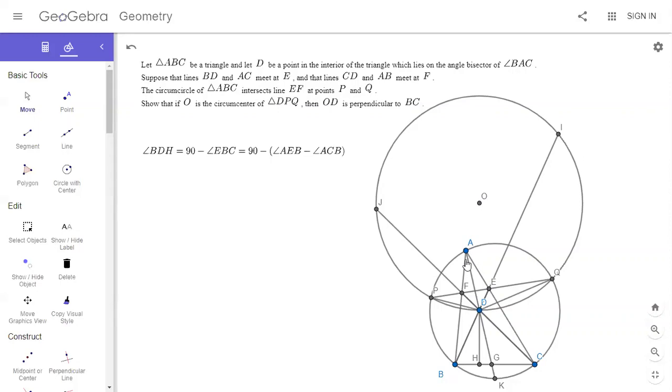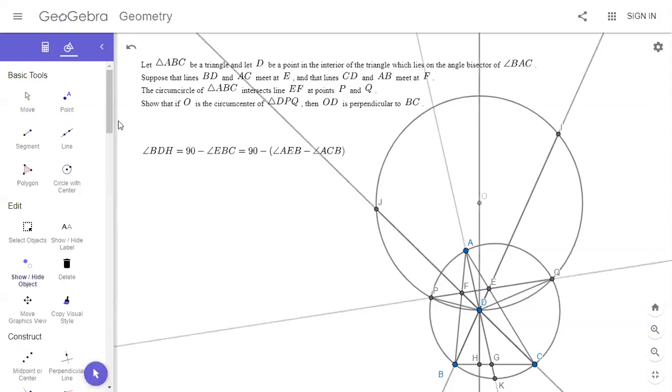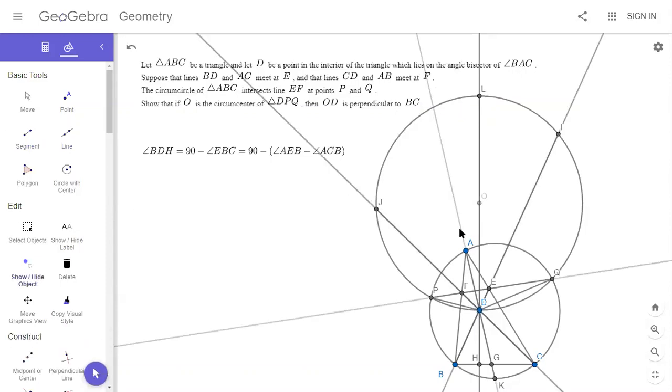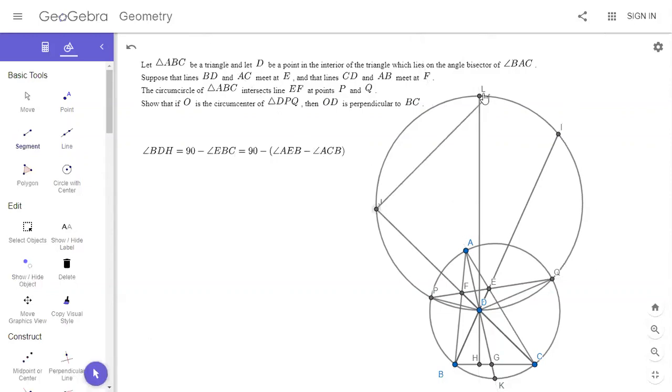Yeah, we want to show DH passes through O. What if that were true? So I'm going to hide O for a sec. What if we let DH meet the big circle at L? We want to show that DL is a diameter, so that would mean that LP and LQ are tangents to the circle.